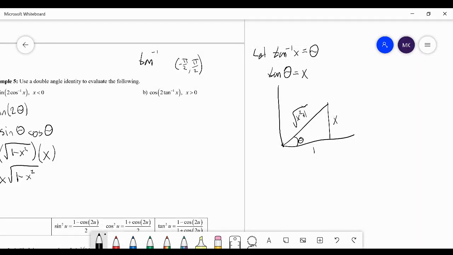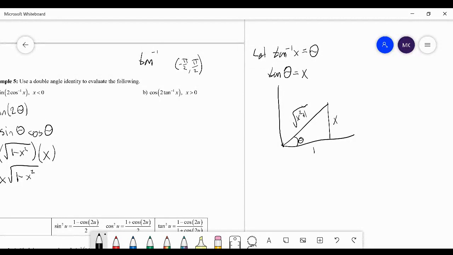So, doing a lot here, right? We're just saying let tangent inverse of x be some angle theta. Since inverse tangent is defined only for these angles and x is greater than 0, we are in the first quadrant because that is where tangent is positive. Since tangent of theta equals x is greater than 0, we are in this first quadrant.